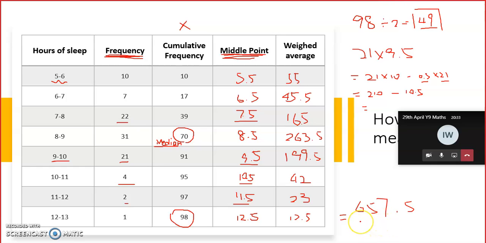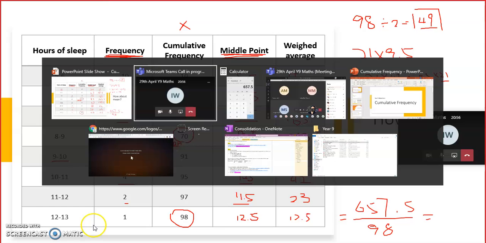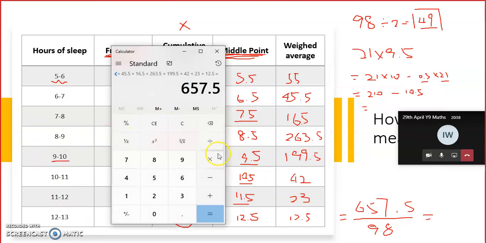But think about it. That's my total number, but how many people are there? How many people are being surveyed? We know there are 98 people because that's the total number. 98 people being surveyed. So we just use the sum, the total, divide by the number, and we should be able to get a fairly crazy number. So divide by 98, we'll get this.